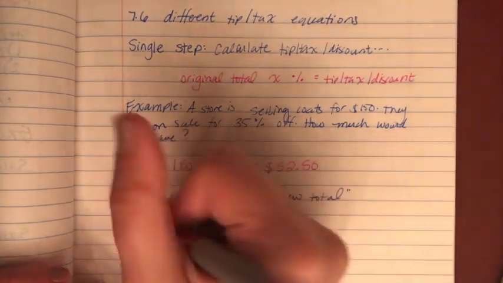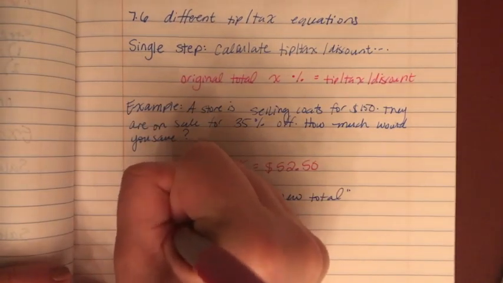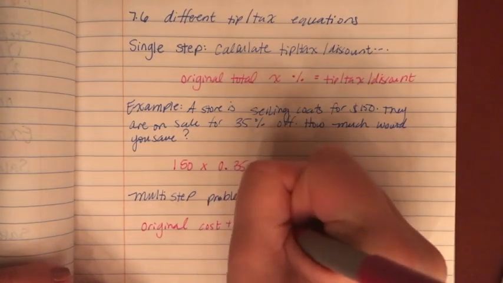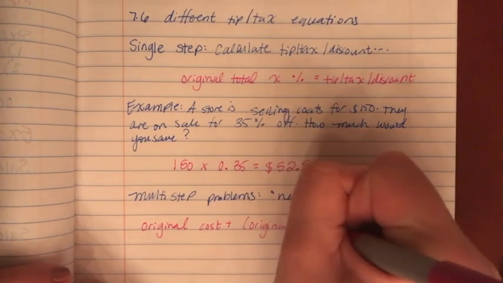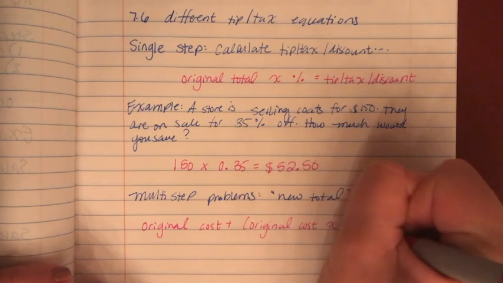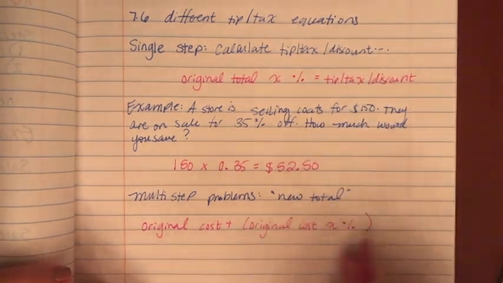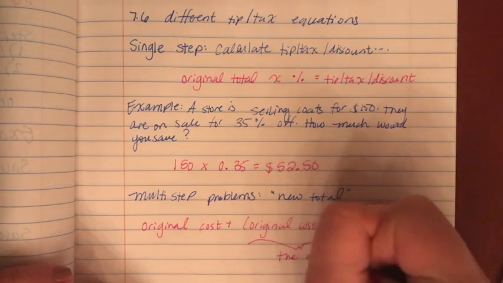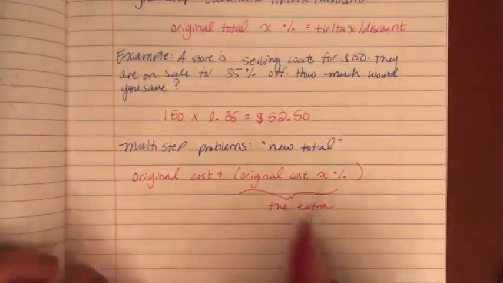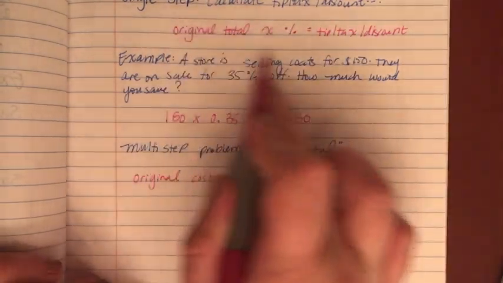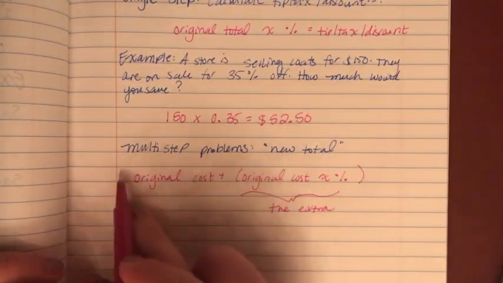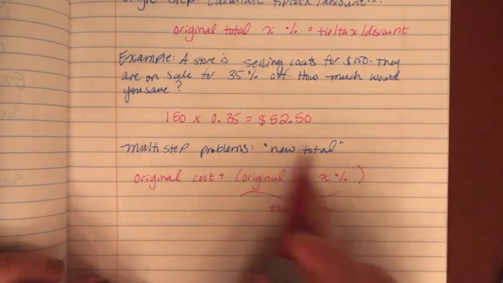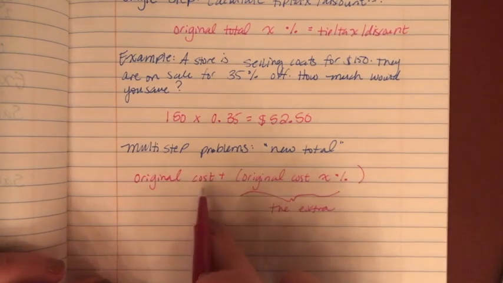So the one that we have been using is original cost plus original cost times the percent, where this section here is the extra that you pay, or what you save. So this part here, as you can see, is exactly the same as our equation up here, and then you're just adding it or subtracting it. This could also be subtract from the original.